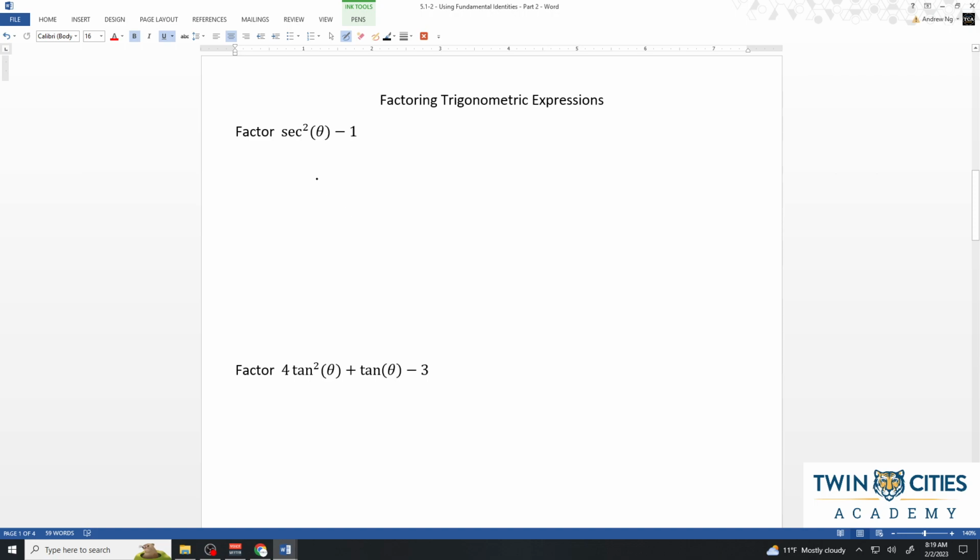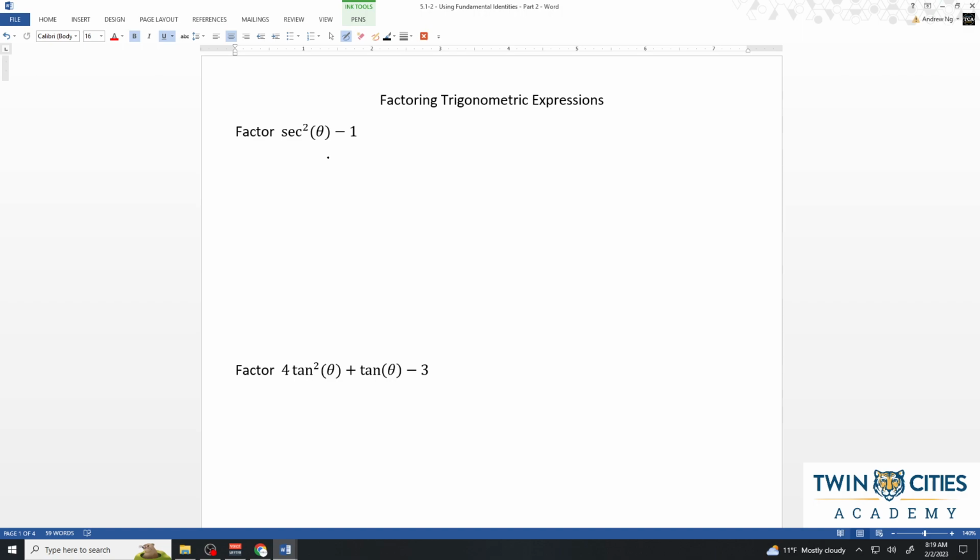So let's say that we've got: factor secant squared of theta minus 1. A lot of pre-calculus and calculus and beyond from this point is going to be doing what I like to call opening up your toolbox and figuring out what tools you've already learned in previous math classes that you can use to help you out. Because a lot of the problems that you'll be doing are similar, however, they use different steps, or these different theorems or tools or rules, etc.